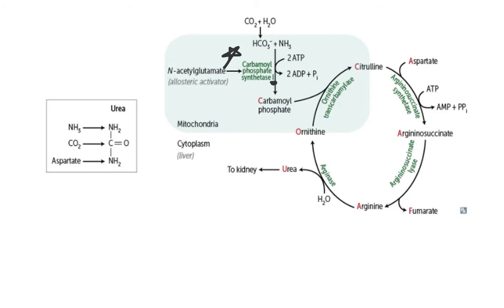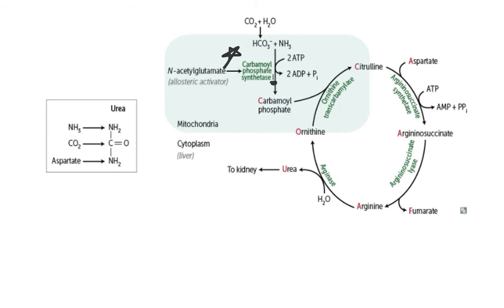Carbamyl phosphate will then combine with ornithine via the enzyme ornithine transcarbamylase. If you look at the enzyme name, ornithine for ornithine and transcarbamylase for carbamyl phosphate, that's a way to remember the reactants if you find yourself in a pinch. This will create citrulline. Citrulline will then combine with aspartate to create argininosuccinate, and the enzyme that does this is argininosuccinate synthetase. So that's pretty nice, it's synthetasing argininosuccinate.